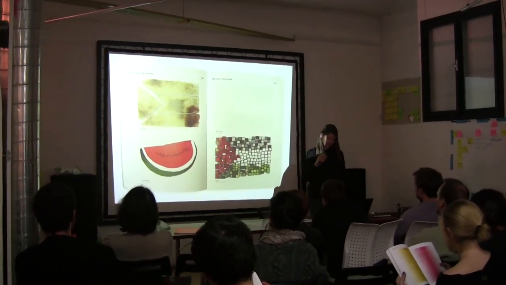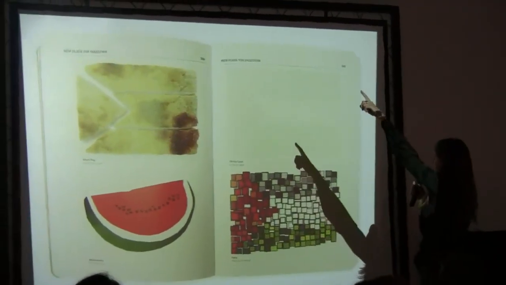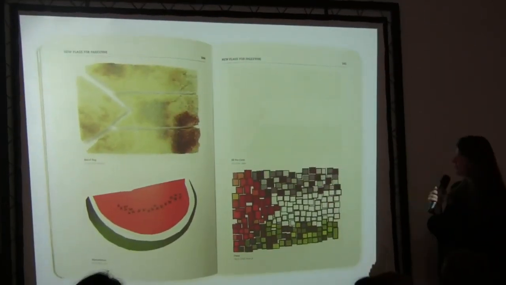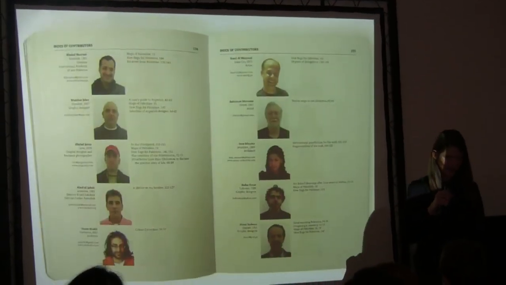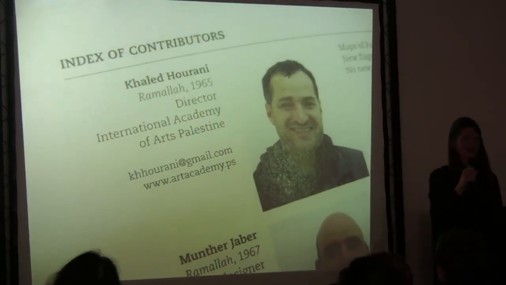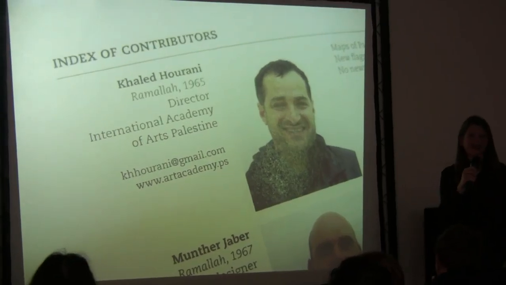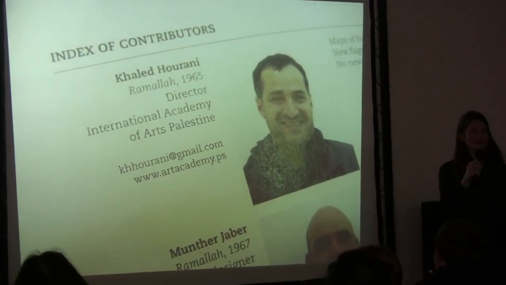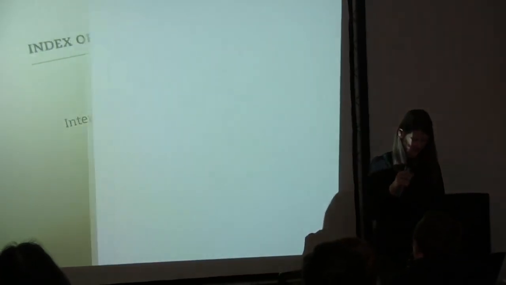And these are new flags of Palestine. And here you can see it's called 10%. So it's fading out. And here are all the contributors, all smiling Palestinians. With their website or their email address, so you can always easily get in contact with them, so they can become a we instead of a they. So that's the Subjective Atlas of Palestine.